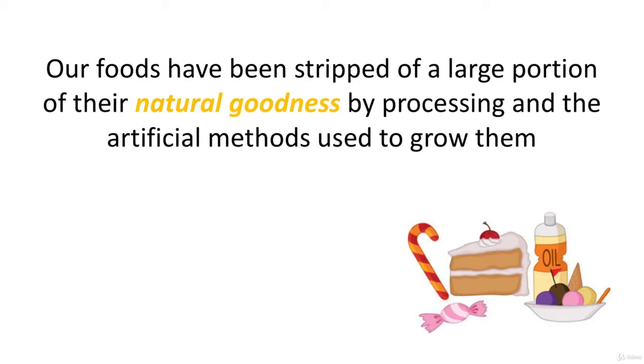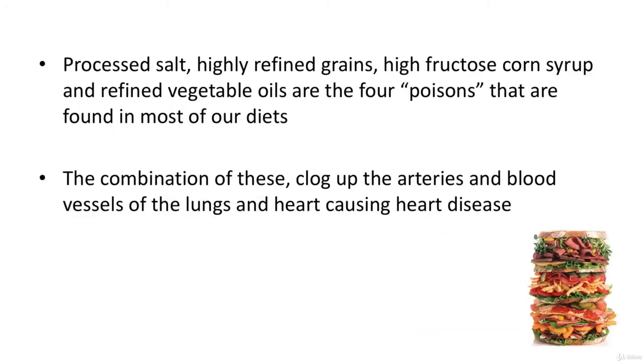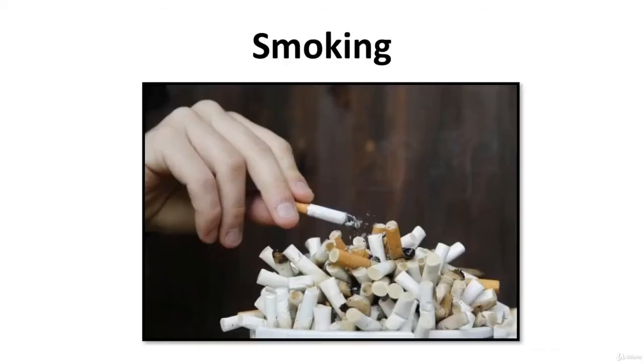Our foods have been stripped of a large portion of their natural goodness by processing and artificial methods used to grow them. Processed salt, highly refined grains, high fructose corn syrup, and refined vegetable oils are the 4 poisons that are found in most of our diets. The combination of these clog up the arteries and blood vessels of the lungs and heart, causing heart disease.